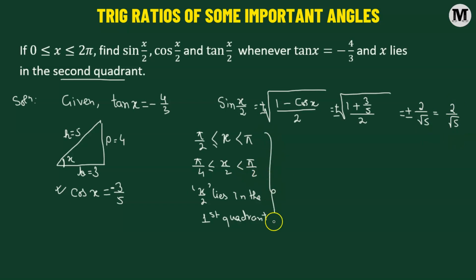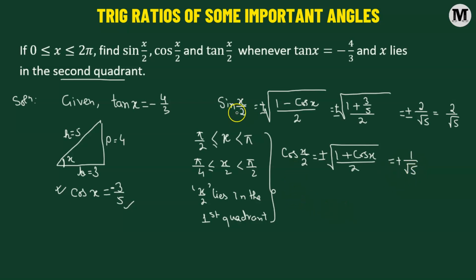Okay, so let's now try to find out the value of cosine of x over 2. Here also we have a formula: plus or minus the square root of 1 plus cosine of angle x, divided by 2. We will substitute the value of cosine of x with -3/5, and when we compute the value, we should get 1/square root of 5. This is going to be a positive value, because x over 2 lies in the first quadrant, so cosine of x over 2 is positive in the first quadrant.